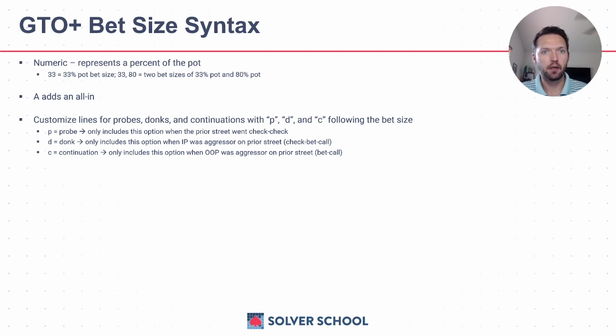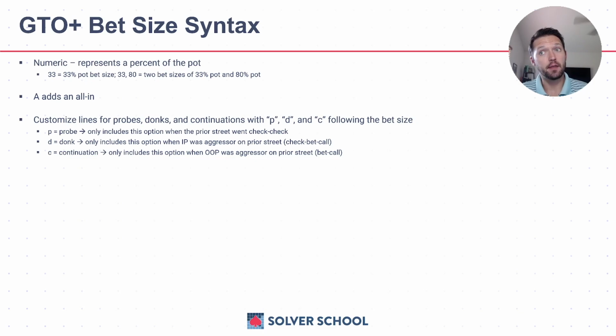This is a great way to customize your game tree based on specific scenarios or specific lines happening. Now, a probe is when the prior street goes check, check. If the prior street goes check, check, and the out of position player leads out in that scenario, that's called a probe bet. So by entering the letter P after a number, you are including that sized bet in the probe line. If I included the letter P after 50, I would be saying whenever the probe scenario comes up after a check, check, we are giving the out of position player the option to bet 50% pot.